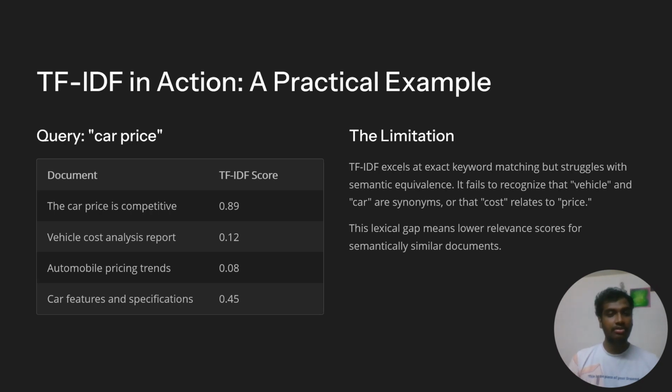TF-IDF in action, a practical example. The query is car price. We have four documents here: the car price is competitive, vehicle cost analysis report, automobile pricing trends, car features and specifications. These sentences mean nearly the same. A sentence like the car price is competitive gets a high score, but something like vehicle cost analysis report scores low, even though both mean the same thing.